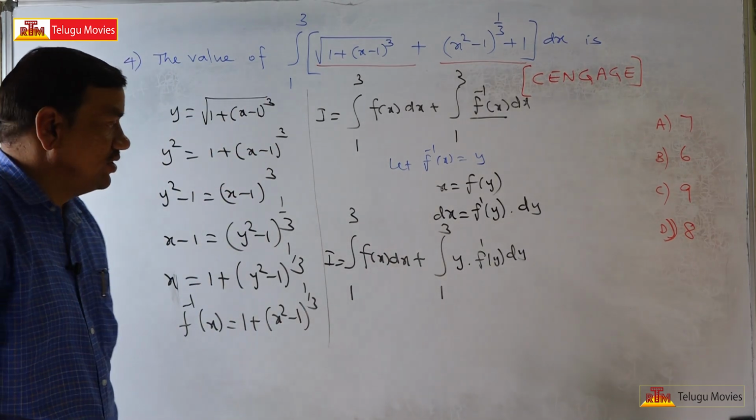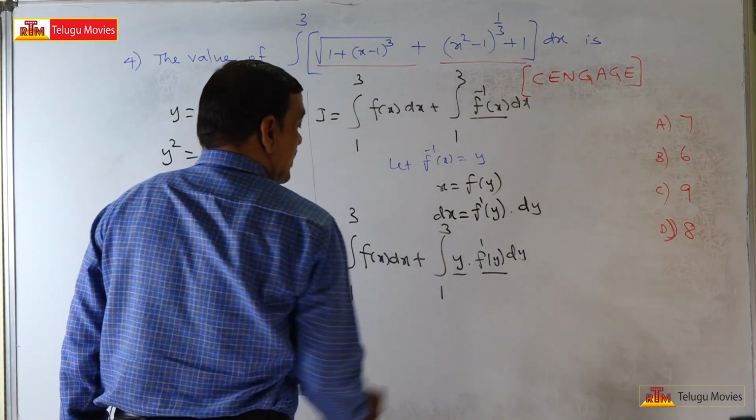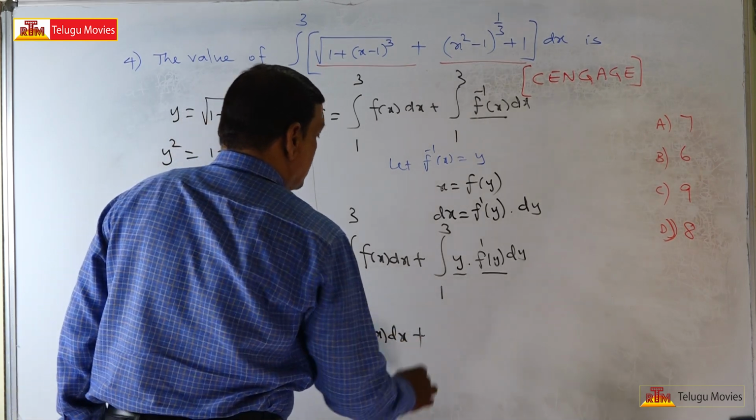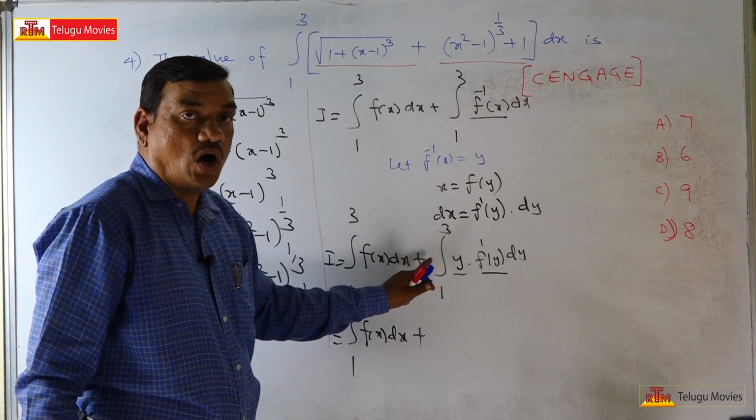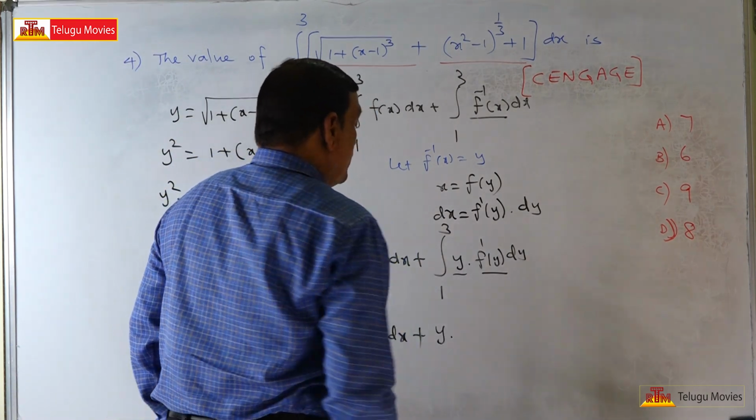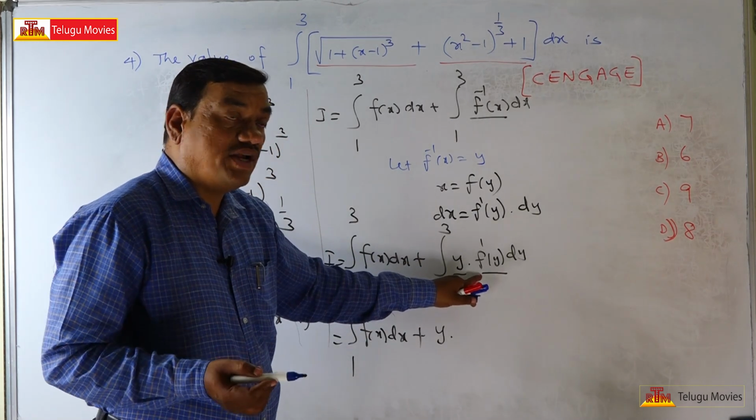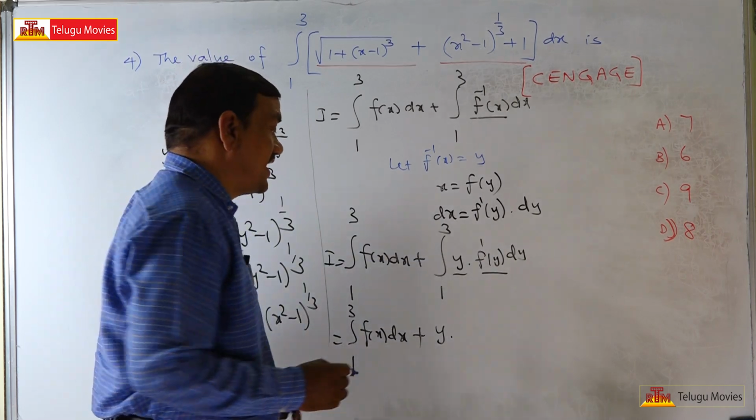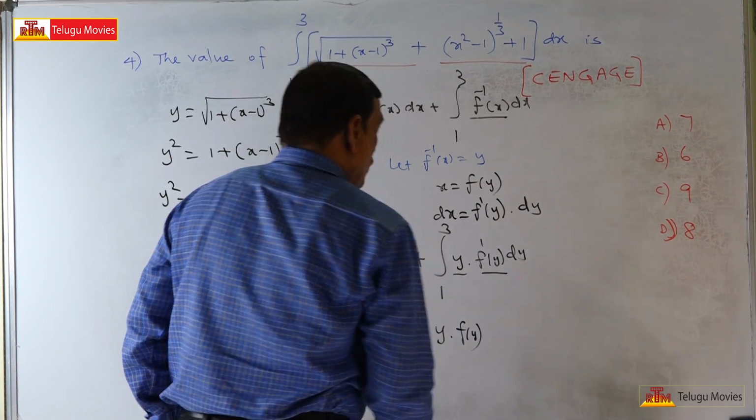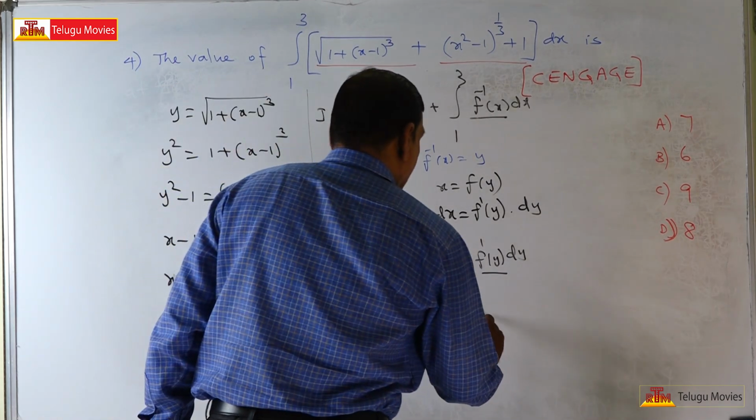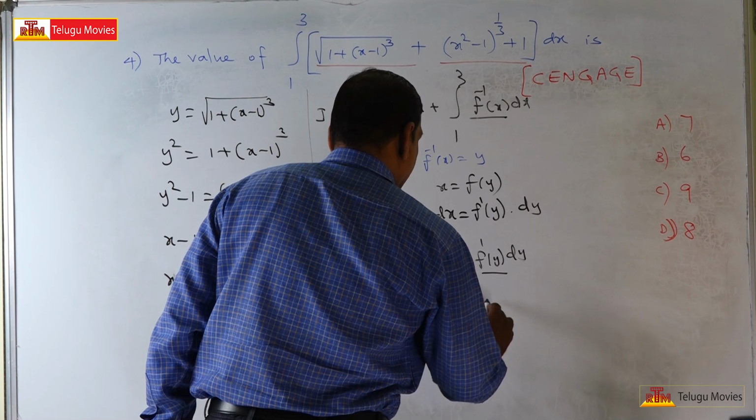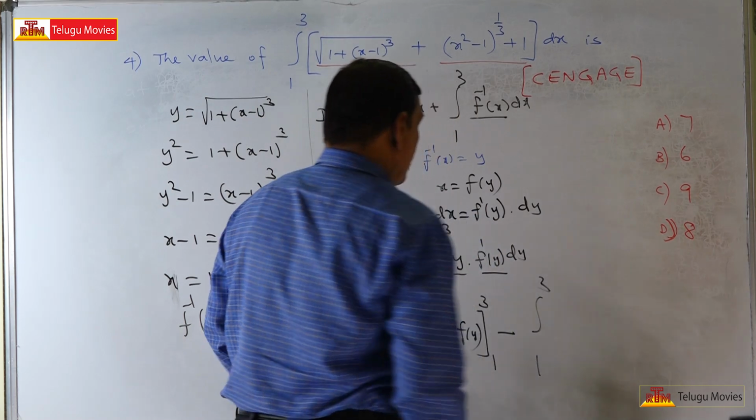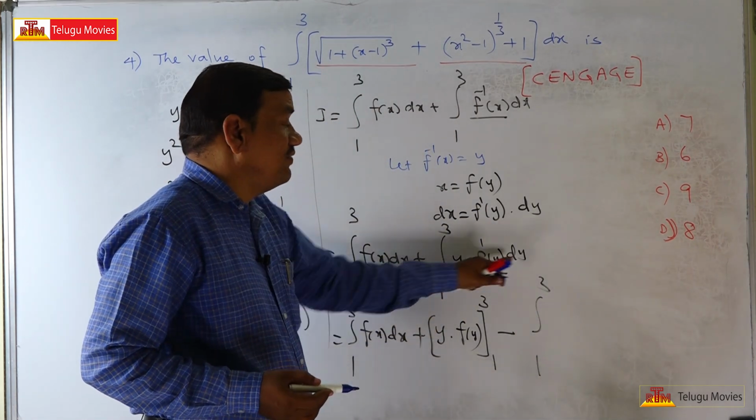Right. So here I will apply the by parts formula. That is, from 1 to 3, the same f of x dx plus what I wrote: first I will write y outside. What is the integral of f dash of y? Integral and differential will get cancelled, so f of y, with lower limit and upper limit, minus the integral from 1 to 3 of, whatever may be the derivative of y with respect to y, which is 1.